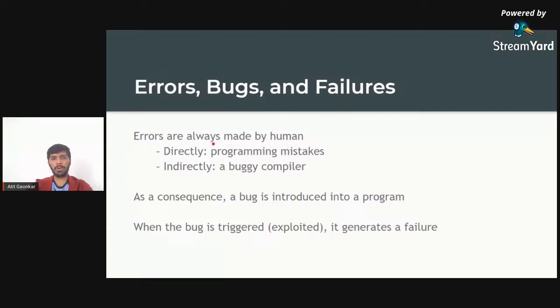Now, errors are always made by humans, as usual. They can be either directly influenced or indirectly influenced. Direct influence is when you make an error in programming, whereas indirect is the one in which some third-party component makes your program have errors. And once they have errors, a bug is introduced into the program. Now, when the bug is exploited, it generates a failure. So all these three are connected: the error, bugs, and failures.